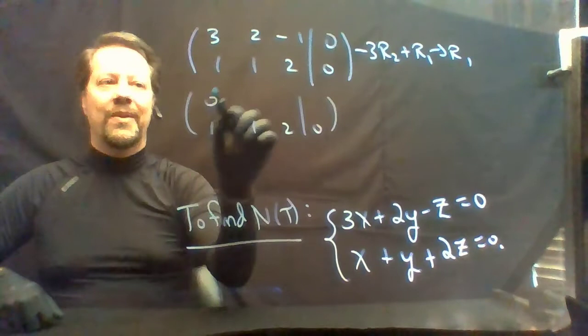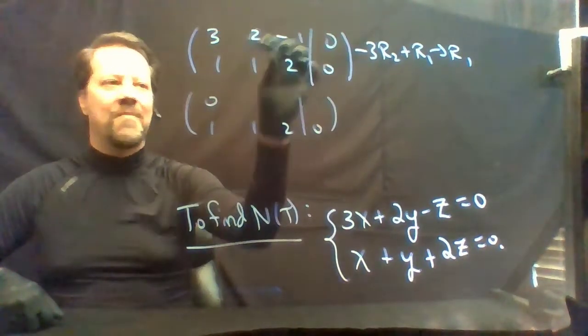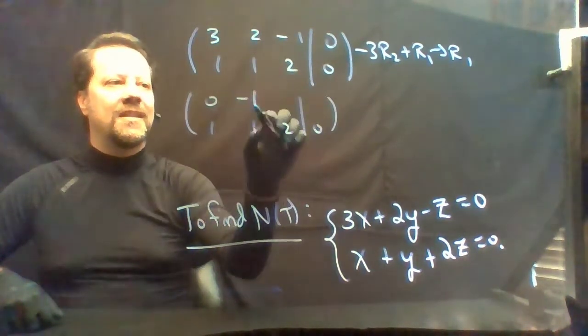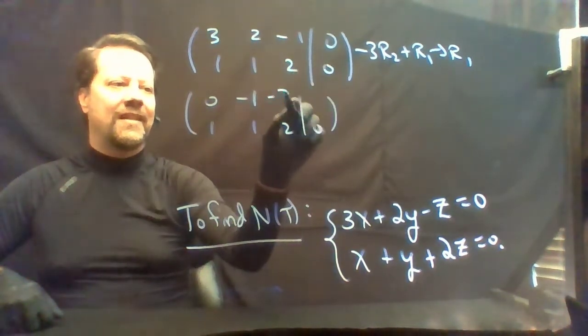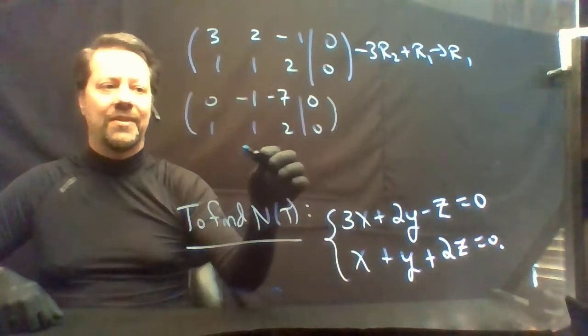We'll have a 0 in this spot. Negative 3 times this plus this. Negative 3 times this plus this is negative 1. Negative 3 times 2 is negative 6. Minus 1 is negative 7. We still have 0 here.